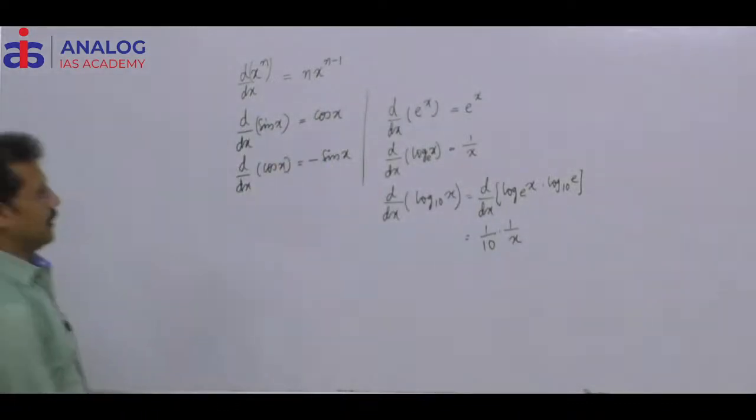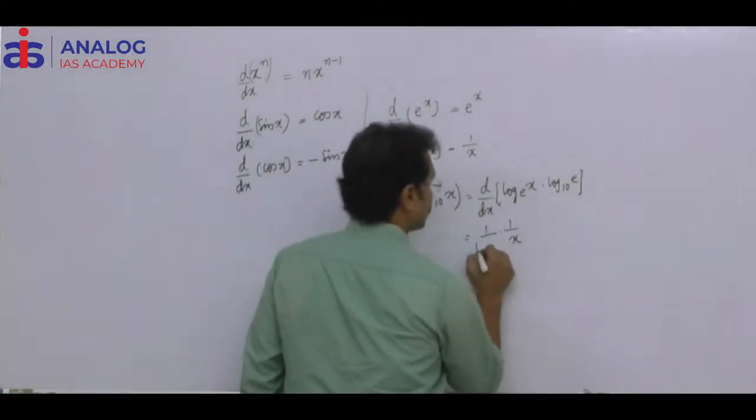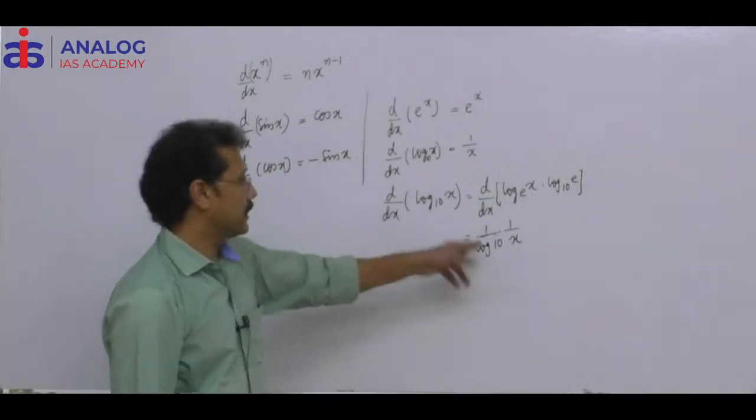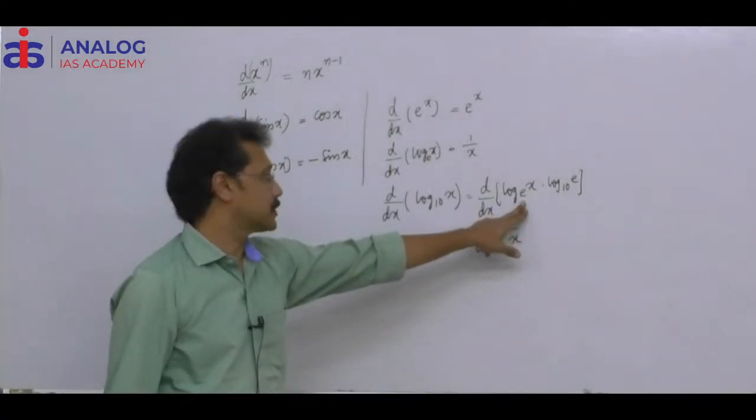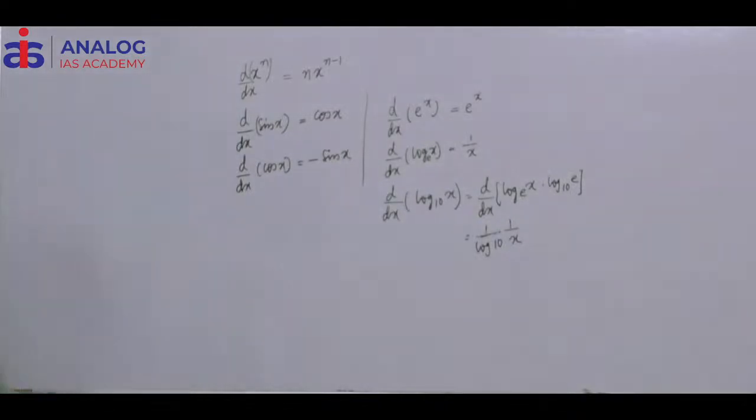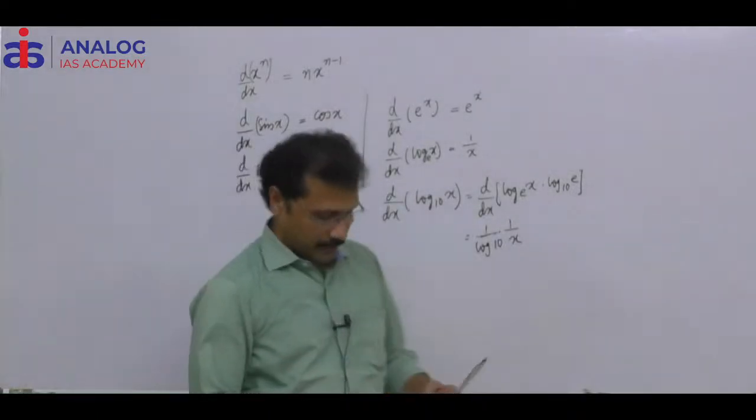Sorry, log e to the base 10 is 1 by log 10. Okay, 1 by log 10, right? 1 by log 10 into differentiation of log x, which is 1 by x. Clear? Right? Okay. Anything else that I need to mention?